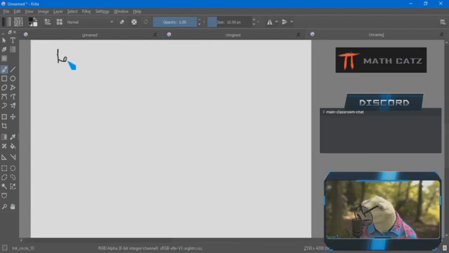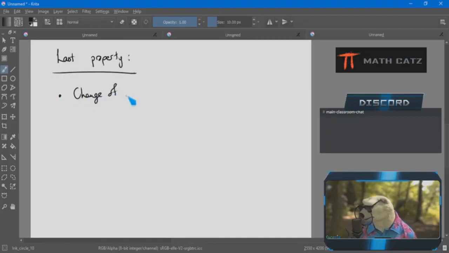Okay, last property. So if you look back, there are 6 of them, 6 properties, with different degrees of importance. Some are crucial, some are optional. Here's the other property, the last one. I'll give it a name actually because it has a name. It's the change of base property.